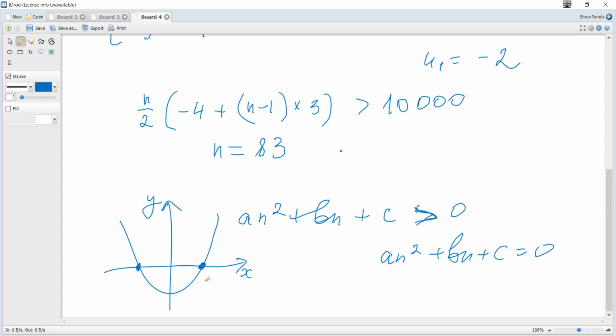We need roots, and actually we need only the positive root, this value, and it also will be 82 point something, and we need the y coordinate of this parabola to be greater than 0, and n is a positive integer, so we round up to the first positive integer, and it's 83. And that's all for this question.